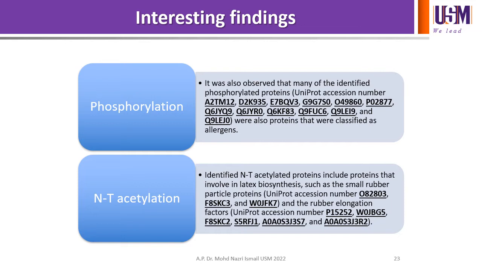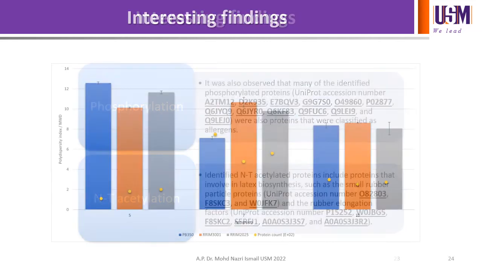We also identified that most of the phosphorylated proteins are those that can be classified as allergens. Whereas the N-acetylated proteins include proteins that are involved in latex biosynthesis, such as the small rubber particle proteins and the rubber elongation factors. So all are very important proteins in rubber biosynthesis.